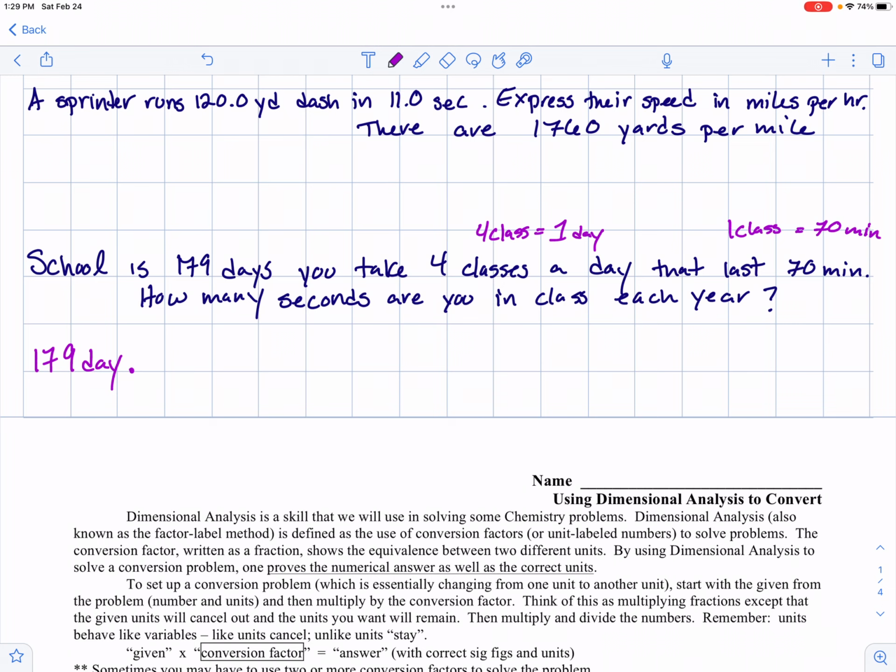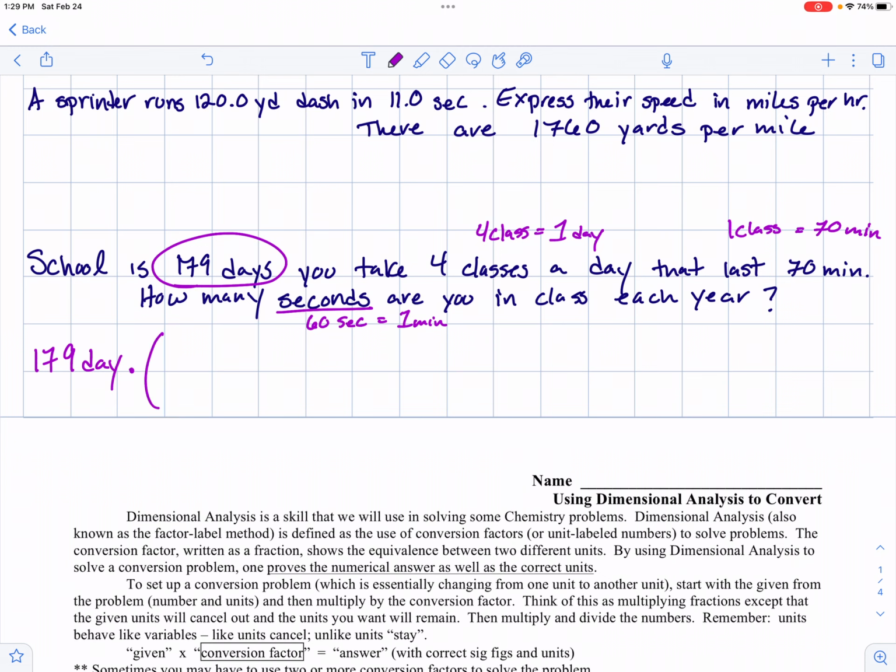And then we're eventually going to get to seconds. So there's going to be a third fact that we know, and that's that there are 60 seconds in every 1 minute. So we're going to be using those 3 facts and turning them into conversion factors to use in order to convert from one unit into another. So we're starting at 179 days, and we're going to move into seconds.